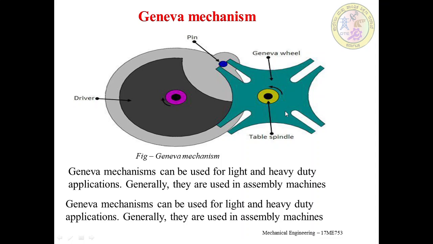And then Geneva mechanisms can be used for light as well as heavy duty applications. Generally, they are used in assembly machines. And these types of Geneva mechanisms are basically required in packaging, assembly operations, and stamping and embossing operations in manufacturing automation.